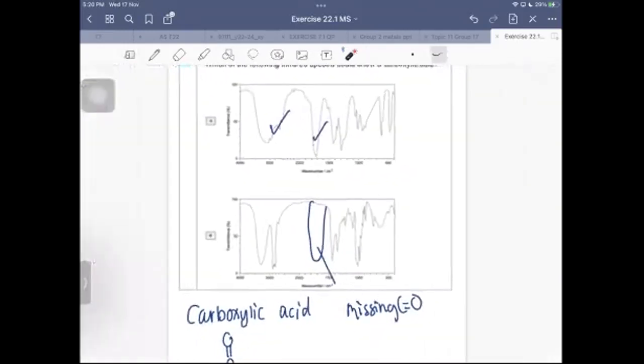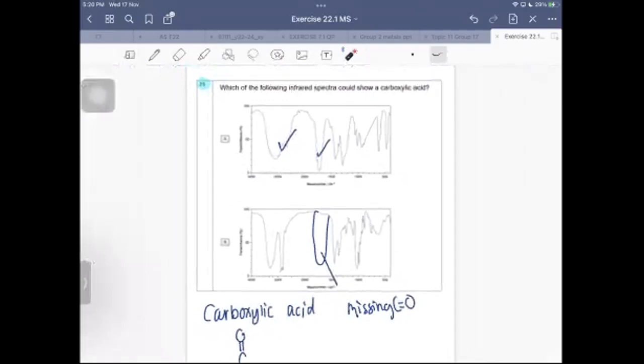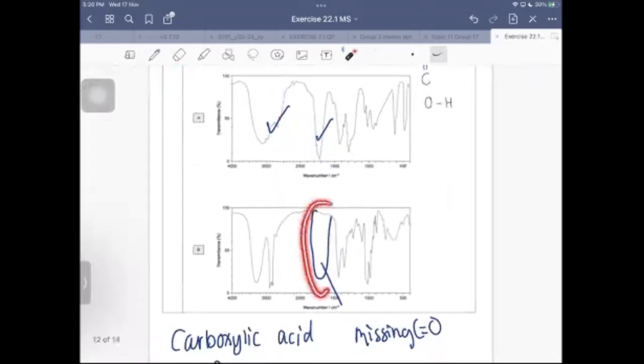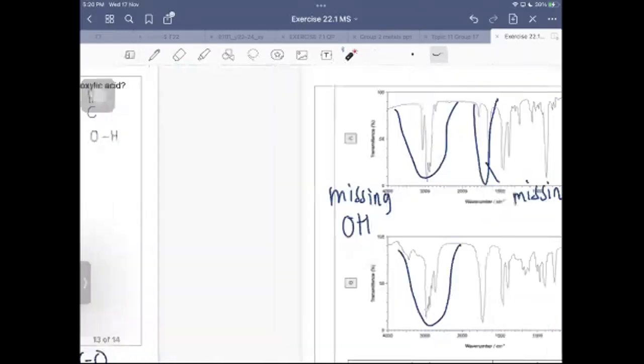Next is 23. Which of the following inferred spectra could show a carboxylic acid? So the significant peaks of carboxylic acid are the C=O and the OH bond. Okay, so you can see here that is a typical C=O signal, and that looks like a typical OH signal, but we'll have a look at the other spectra first, okay? For option B, it's missing the C double bond O peak at 1700, okay?